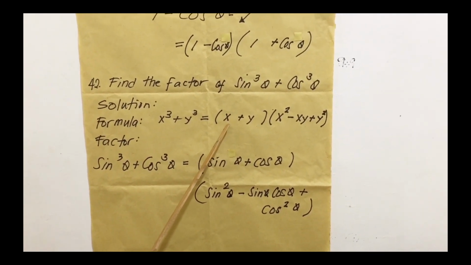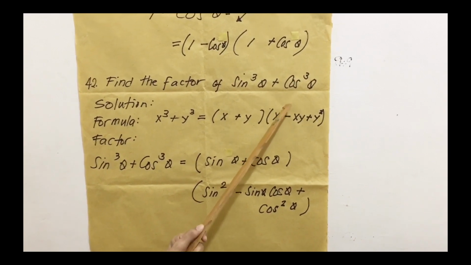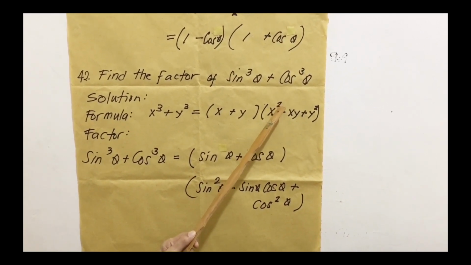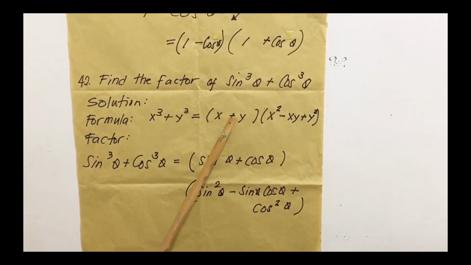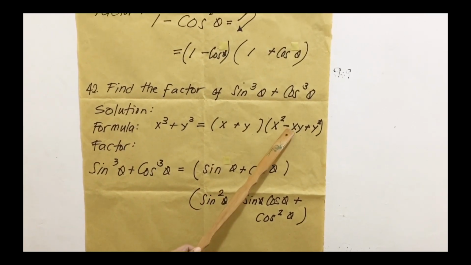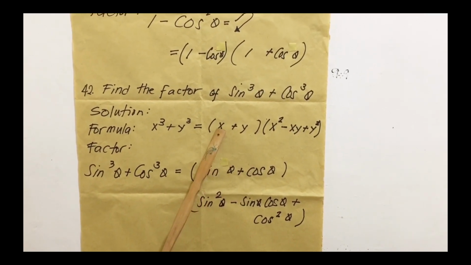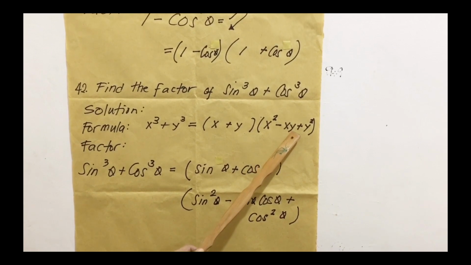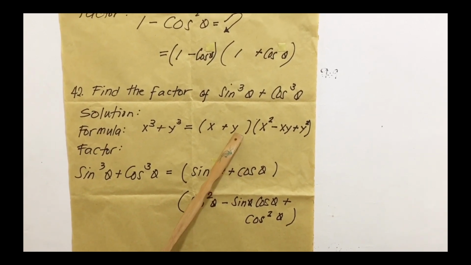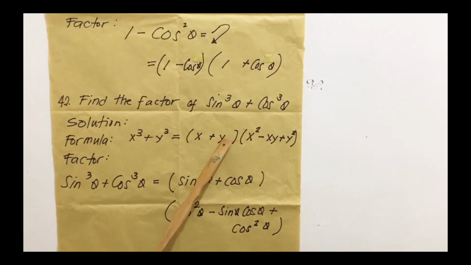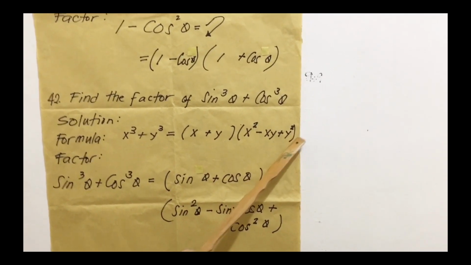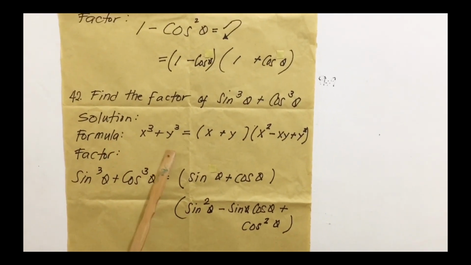So after writing x and y here, and the next parenthesis, we're going to find the square of x. So x times x equals x squared, and if this is positive, it becomes negative here, and we're going to multiply x and y. So that's why we have xy. Then find the square of y. So y times y equals y squared. So this is based on the formula in algebra.